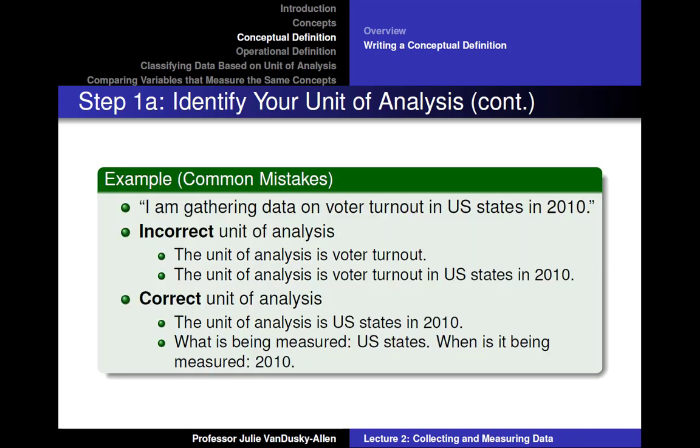So imagine you were gathering data on voter turnout in states in 2010. The unit of analysis for this variable is not voter turnout. It is not voter turnout in the U.S. states in 2010. The unit of analysis is the U.S. states in 2010. What is being measured in this variable? The U.S. states. When is it being measured? 2010.